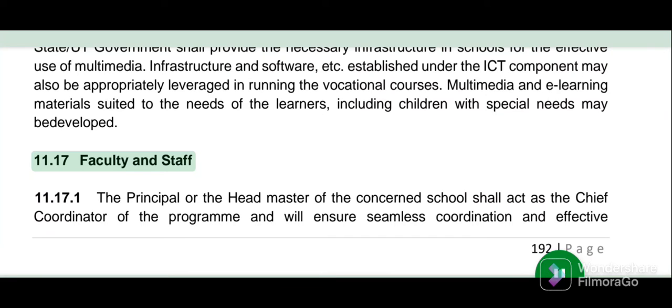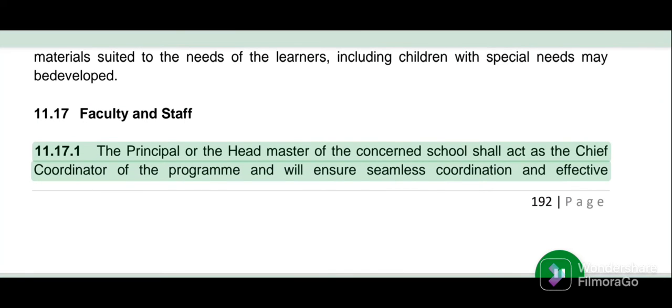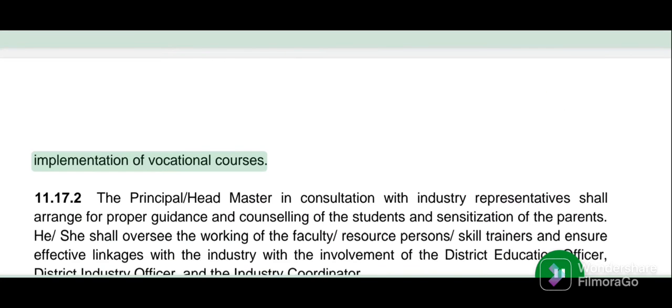11.17 Faculty and staff. 11.17.1 The principal or the headmaster of the concerned school shall act as the chief coordinator of the program and will ensure seamless coordination and effective implementation of vocational courses.